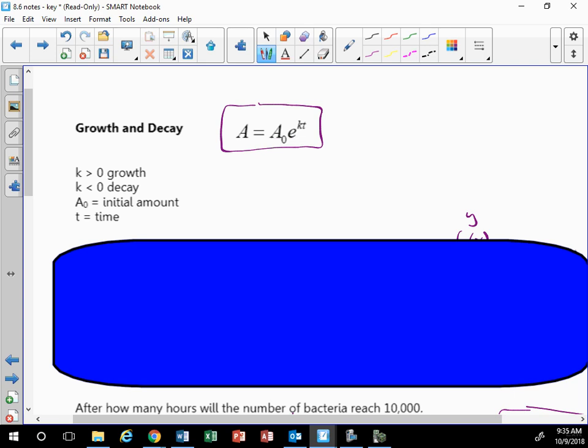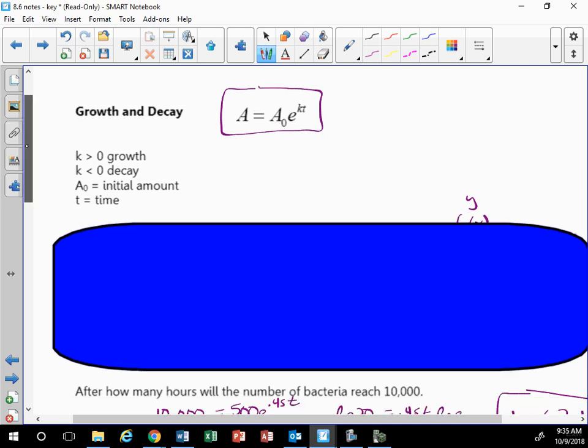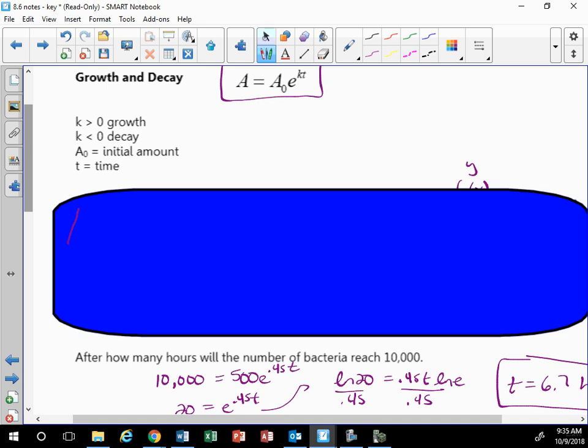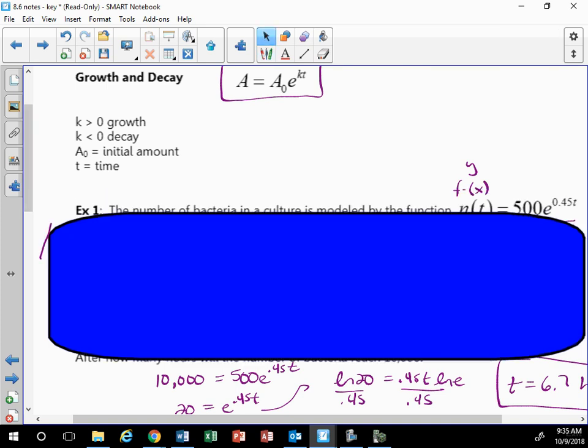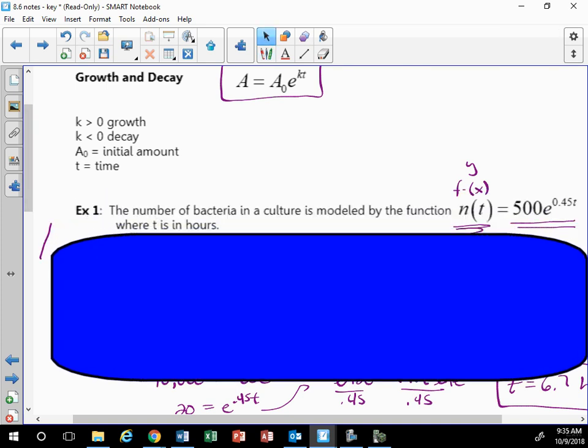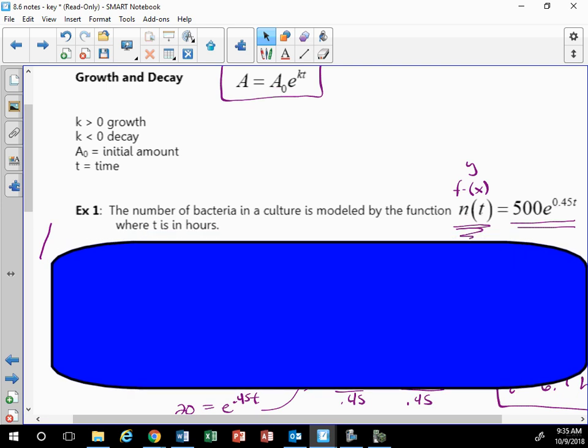Money, we want to grow. We're talking about things that won't always grow. So let's look at the very first one here. We have this function: N of t equals 500e to the 0.45t. N of t is just saying the number of bacteria over time. It's the same as f of x, it's the same as y, it's just function notation, okay?